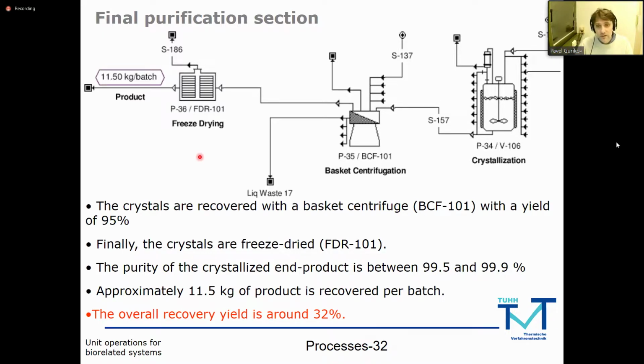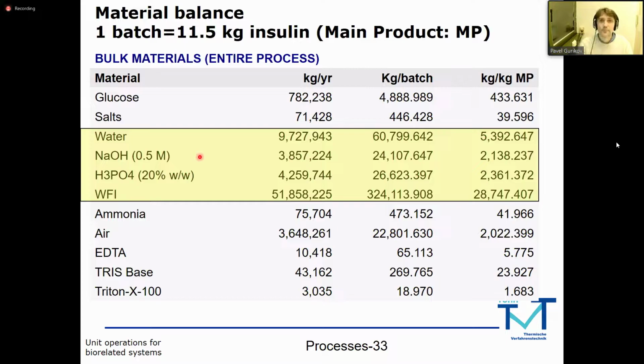Let us then maybe take a look at the cost breakdown for the production. So what we have, 11.5 kilos of insulin, main product, MP. Let us take a look first at what sort of bulk materials we require, because we're chemical engineers, so we begin to speak in terms of chemicals and then later consumables we require for the process. And you are quite surprised, I think, how much water you require. So take a look. To produce 1 kilogram of insulin, we require over 5 metric tons of water.